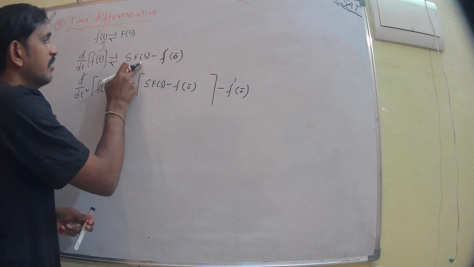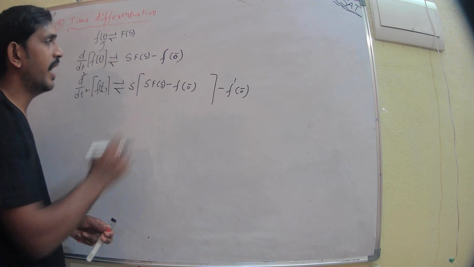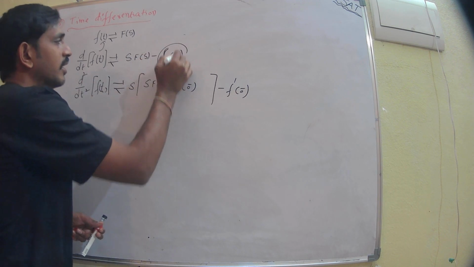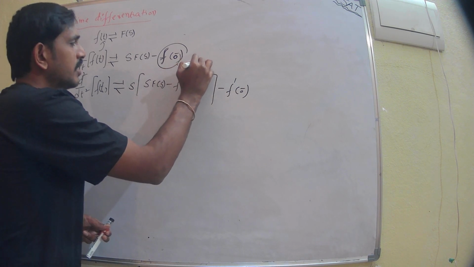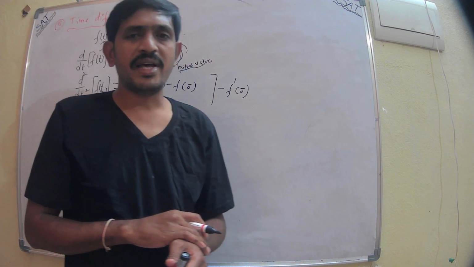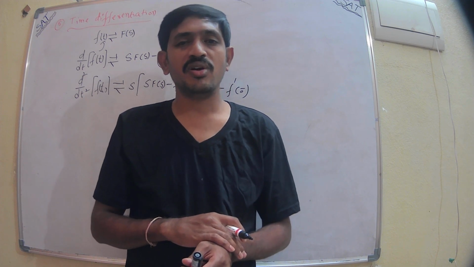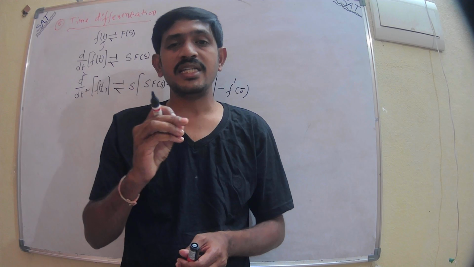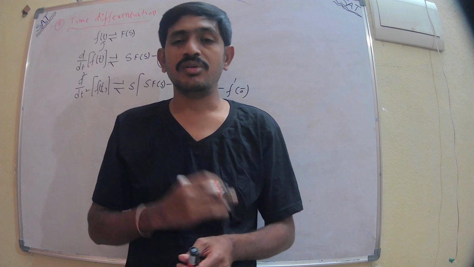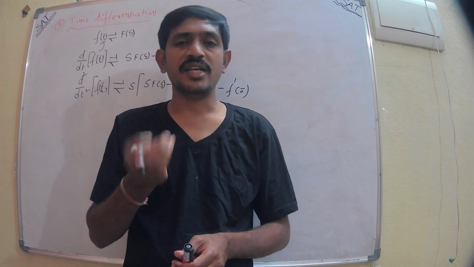So s into F of s, we just multiply s with the function F of s, and we subtract the initial value from this. Because f of 0 minus is the initial value. The circuit has some capacitors and inductors, which are energy storing elements, which have some initial current and initial voltage values. That's why I can represent f of 0 minus. If it is 0, you can substitute 0 values. Definitely it has some initial values.